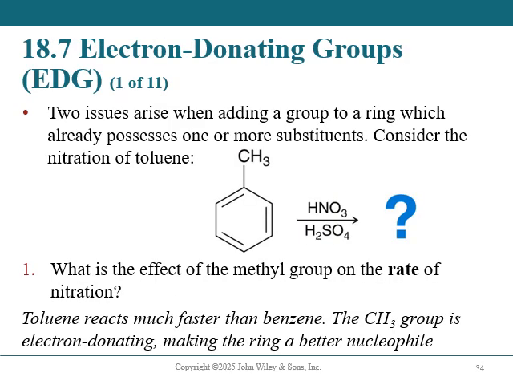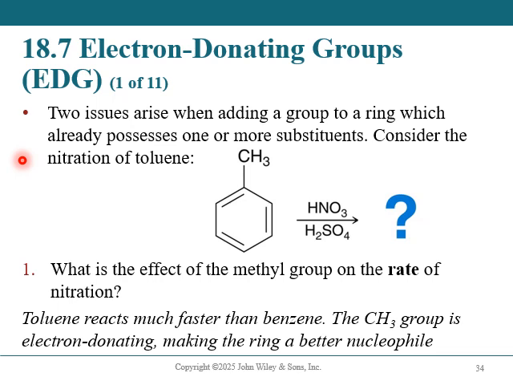Now let's talk a little bit about electron donating groups. You see this shorthand as EDG. So let's start. Two issues arise when adding a group to a ring which already possesses one or more substituents. This is very interesting because now it's not just benzene, right? It's something else. So what happens when it's something else?